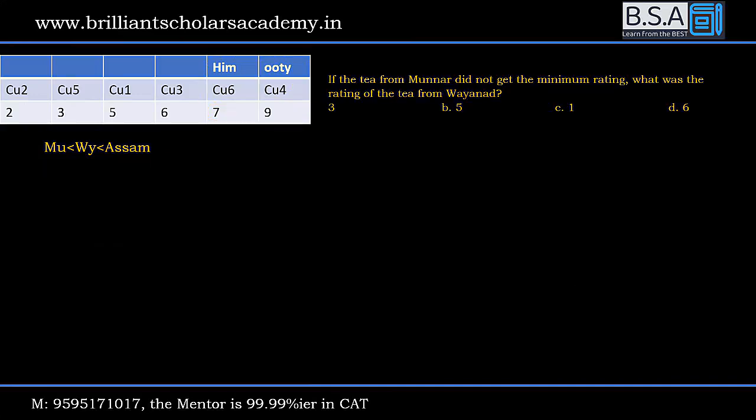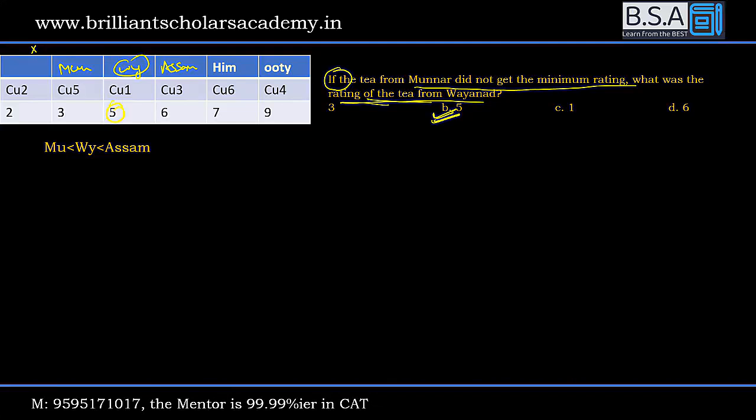Next questions. Now it says if there's an if-based condition. If Munnar did not get the minimum rating, what was the rating of tea from Wayanad? Munnar is not minimum. Munnar is not here. That means Munnar must be here. This must be Wayanad. This must be Assam. Now, is the question about cup number or is the question about rating? Rating of tea. Wayanad, the rating of tea is 5.